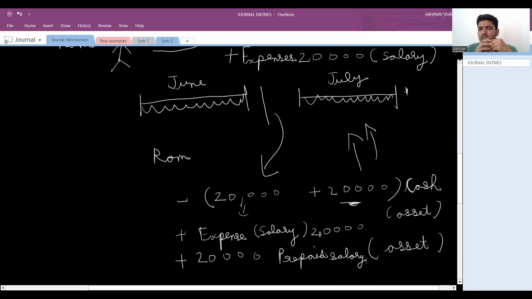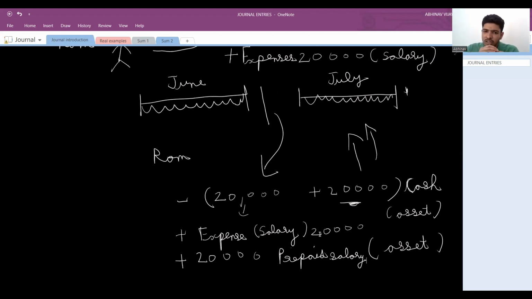I'm going to give you the comprehensive definition of the double entry system right now. The double entry system says both sides of a transaction should be of equivalent value, and you have to give the reason for the impact on the business. This is the actual comprehensive definition of the double entry system.